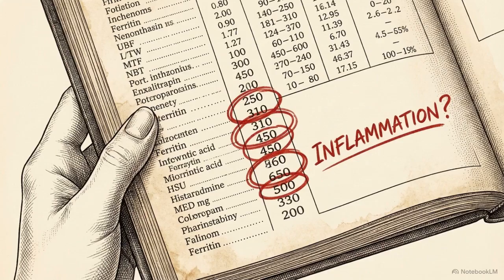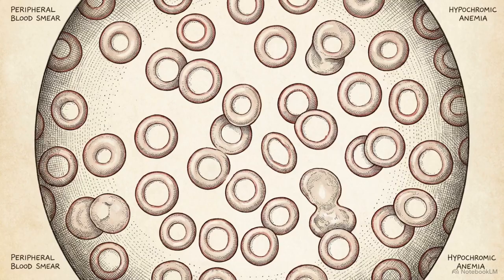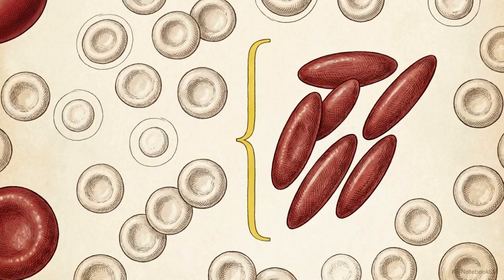Interpreting an iron panel without contextualizing the patient's inflammation status guarantees that severe concurrent iron deficiency will go entirely unnoticed in chronically ill patients. This peripheral blood smear illustrates the microscopic validation of iron deficiency anemia. The red blood cells display microcytosis and hypochromia, accompanied by the presence of distinctly elongated pencil cells, also known as elliptocytes.